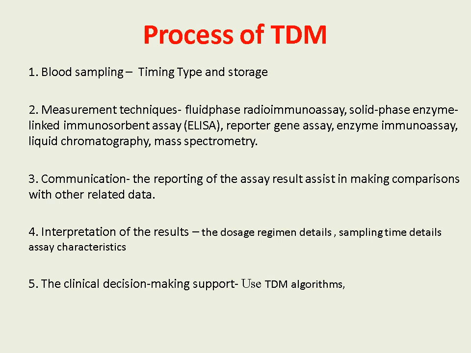So basically there are 5 steps in which the TDM process is completed. The first is blood sampling, second is measurement techniques, third is communication of the results, fourth is interpretation of the results, and the fifth is the use of clinical decision making support systems or clinical judgment. So first we come to blood sampling.